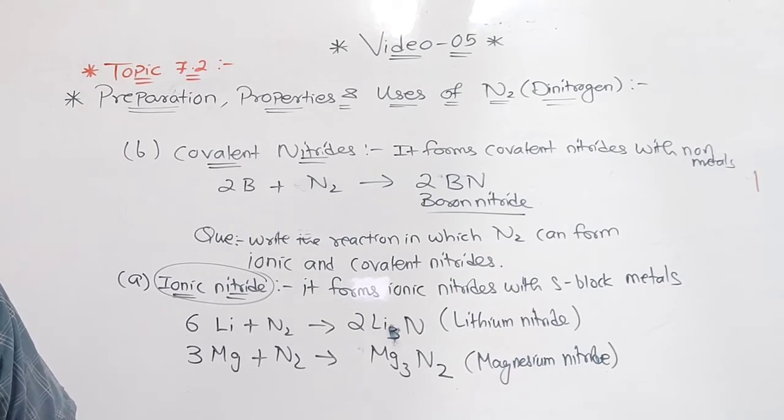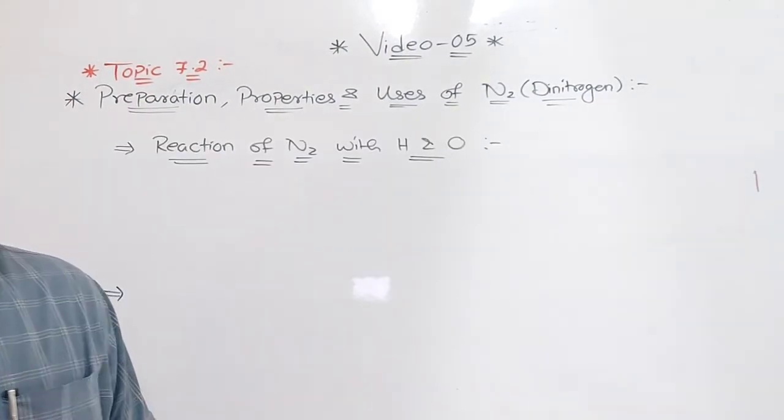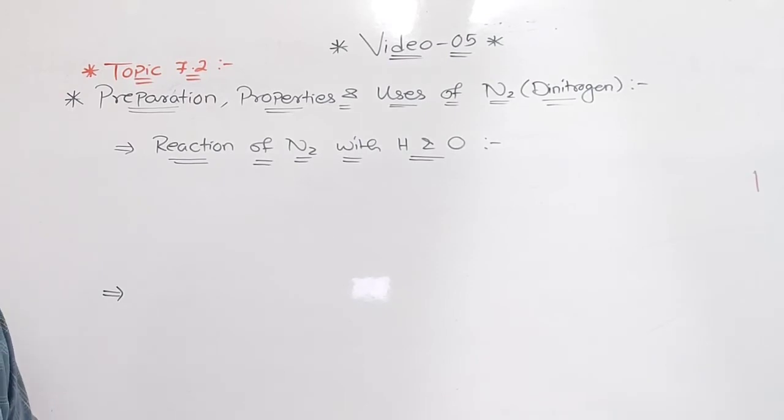Now the next one we are going to discuss is its chemical properties, that is reactions with other chemicals. There are certain reactions, that is with hydrogen and oxygen, that we are going to see in the next part. Just a minute. Now the next part, in chemical properties, is the reaction of N2 with hydrogen and oxygen.